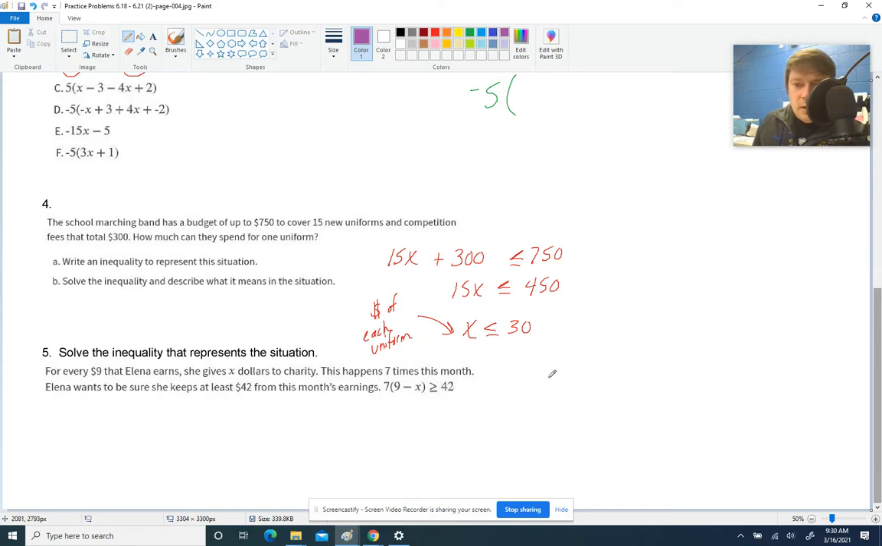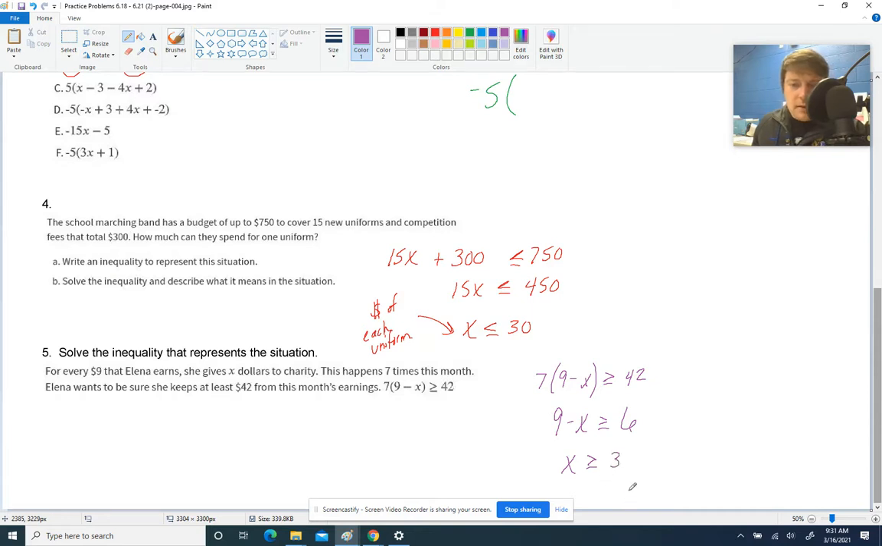Let's solve it. We'll do the work over here. 7 times the group 9 minus x is greater than or equal to 42. If 7 things equal 42, then one of them must equal 42 split up into 7 parts, which is 6. So 9 minus what is 6? Well, I know that that's 3. So x needs to be greater than or equal to 3.